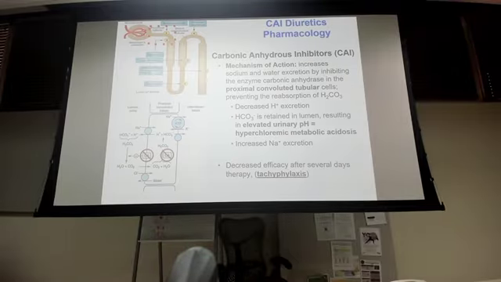So CIAs in the PCT, they inhibit carbonic anhydrase, which is why they're named carbonic anhydrase inhibitors. So don't get lost just remembering acronyms. If you know what the acronym stands for, CCBs, what do they do? Well, they block calcium channels because they're calcium channel blockers. CIAs, what do they do? Carbonic anhydrase inhibitors. They inhibit carbonic anhydrase.